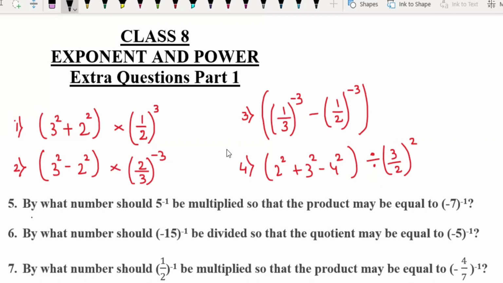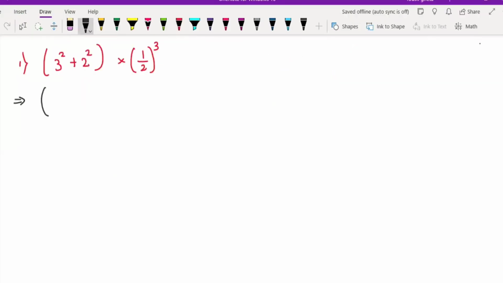Okay, so let us go with the first extra question of this part 1 video related to extra questions. Let us go with the first one. You can see the first term consists of 3 square, that is the power as 2, so we can expand it and get the value as 3 into 3, plus the same thing I am going to perform with the second term, that is 2 square. I can write it down as 2 into 2.